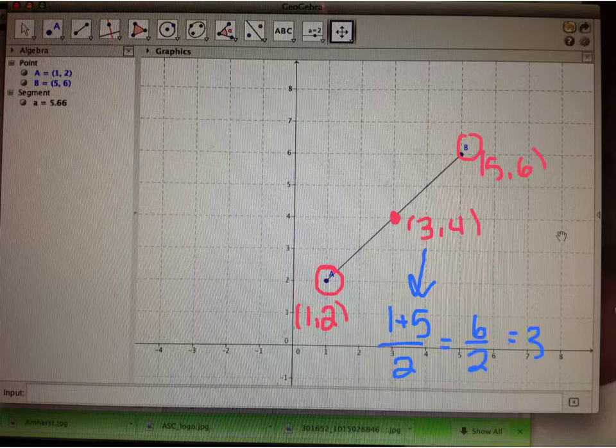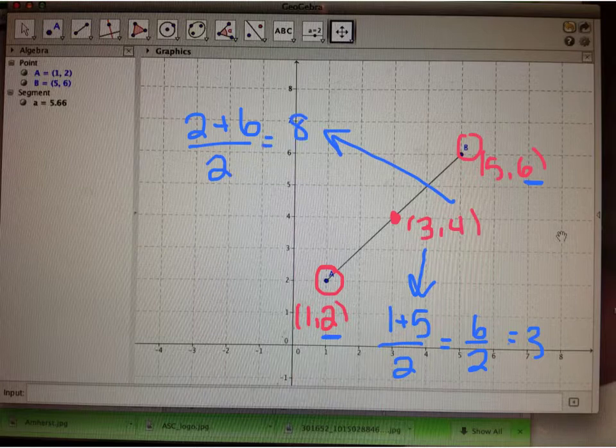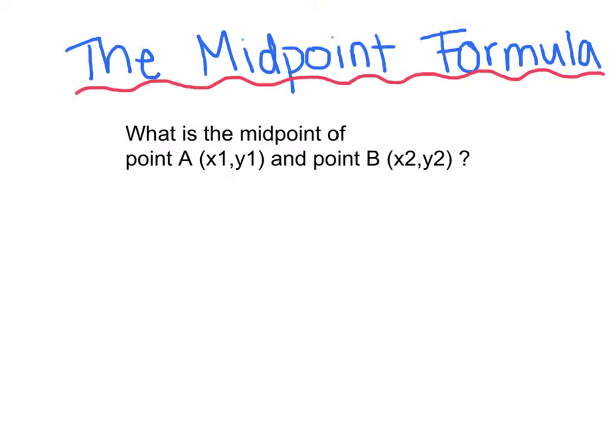And then to get the 4, I'm actually going to write it up here, we can just take the average of the y-coordinates, the 2 and the 6. So 2 plus 6 divided by 2, that's 8 divided by 2, and that gives us 4, which is the y-coordinate of the midpoint. So our midpoint is 3, 4.